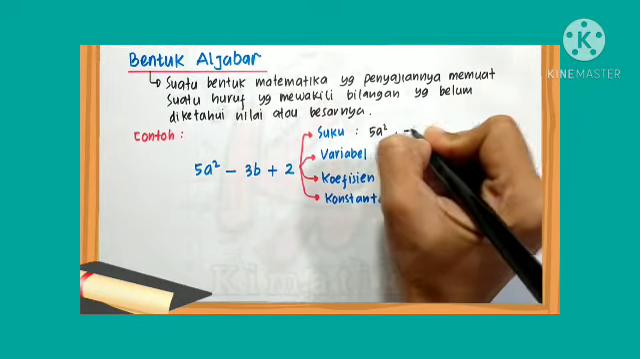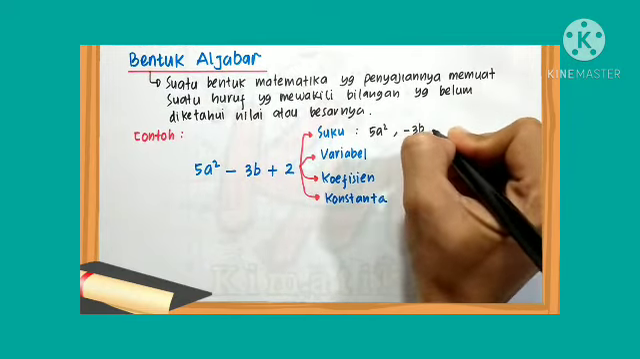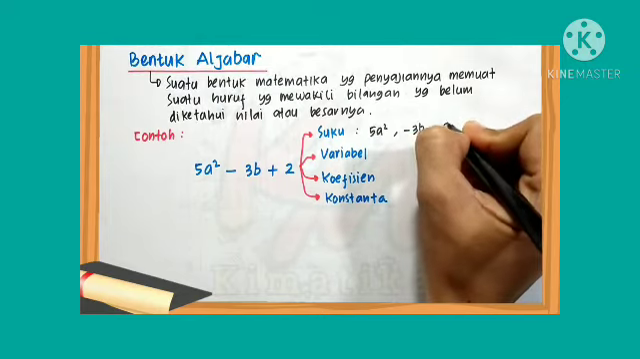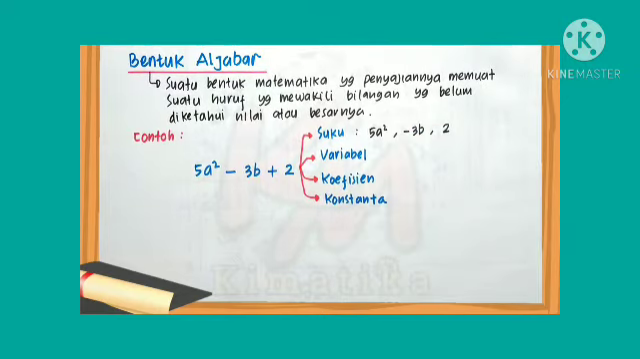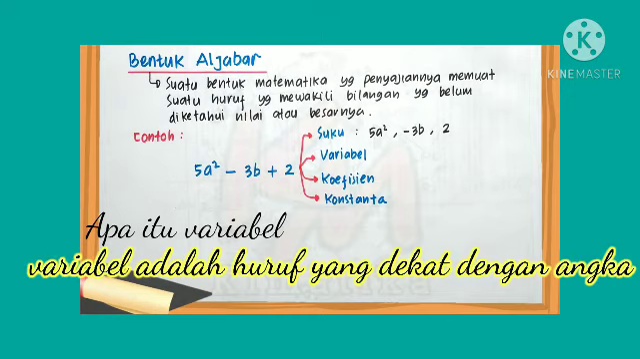What is a variable? Variables are letters that are close to a number. Variabel adalah huruf yang dekat dengan angka. So from the example, the variables are a power 2 and b.